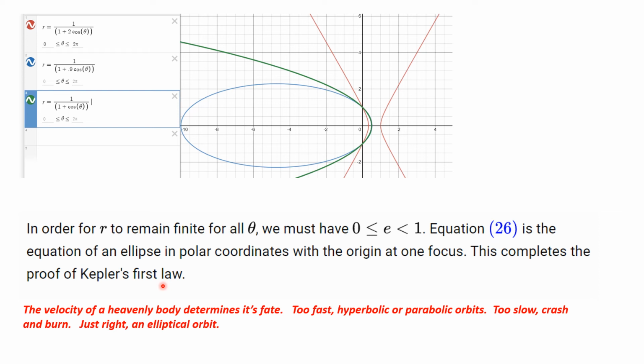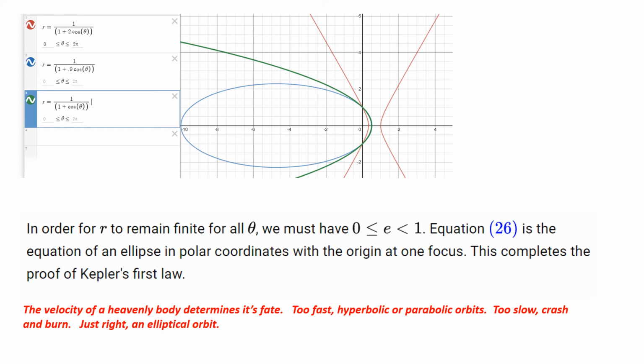I remember when I saw this in my astrophysics course, I said, what? Why are we finished? I'm going to tell you in a moment. But first, before I leave this, notice that the velocity of a heavenly body determines its fate when it comes close to the sun. If it's going too fast, it will end up being hyperbolic, the red. If it's going too slow, it will crash into the planet. If it's going a little slower, it will exit in a parabolic arc, never to return. But if it is just right, between 0 and 1, it will be an elliptical orbit.